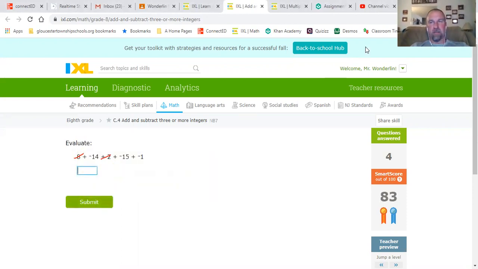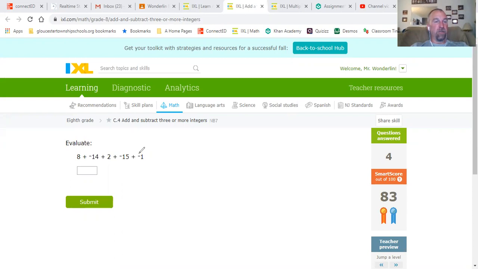So take a look and see what numbers you have, and we'll decide the best way to do it from there. This time I don't have any opposites. I have 8, -14, +2, -15, -1. I don't have opposites that are going to cancel out, so it's going to be a little bit tougher this time. Again, multiple ways to do this.